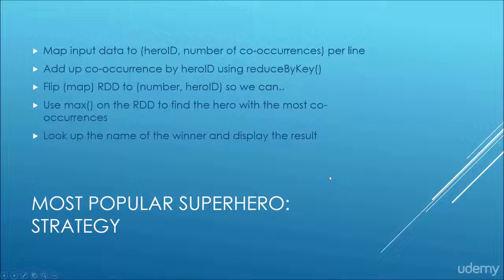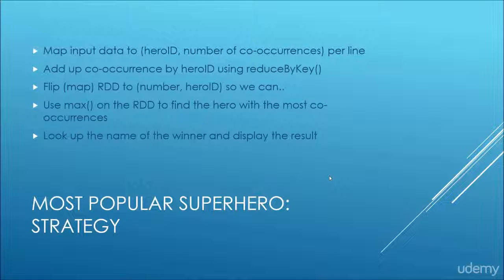So our strategy for finding the most popular superhero, or more specifically the one that had the most appearances with other superheroes, the most co-occurrences, is to start off by parsing out our file and mapping that input data to a key value pair RDD of hero ID to number of co-occurrences per line. So we're just going to count up how many other heroes they appeared with per line. And since we can have heroes that span multiple lines, we're going to need to add them up using reduce by key. And that will give us the final count of how many occurrences by hero ID exist.